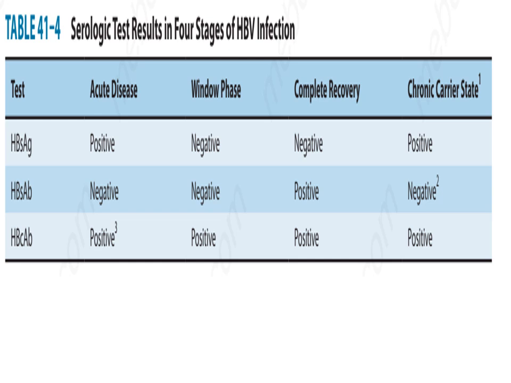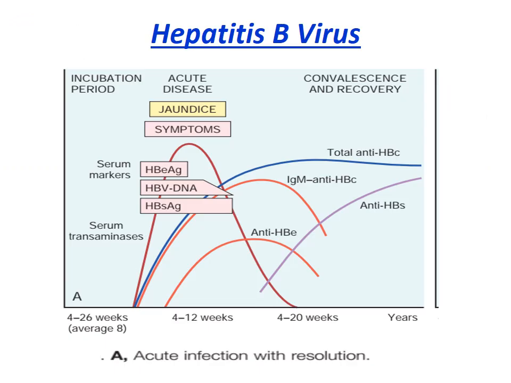So it depends on what type of state this is at that time. In the chronic carrier state, it should be present, while HBs antigen is present here, but the HBs antibody will be negative. Acute infection without resolution. So you can see the different serum markers.